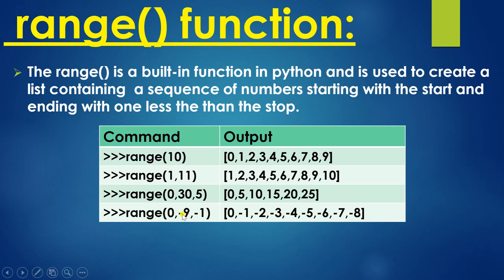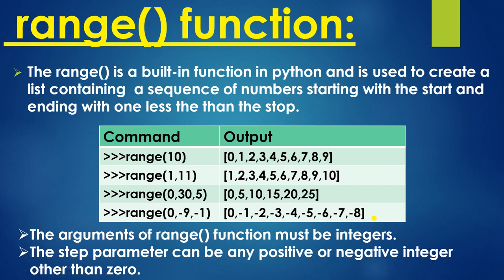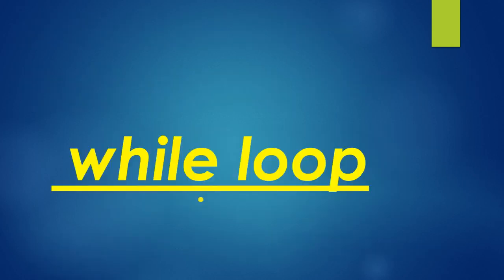Next is 0 to minus 9 and minus 1. Here this minus 1 is step value. So here 0, minus 1, minus 2, minus 3, minus 4, minus 5, okay, till minus 8. Okay, these values will come. So the argument of range function must be integer. Okay, these are the arguments inside this function. Whatever the values are there are called arguments. The step parameter can be any positive or negative integer other than 0. The step value means the third one. This third one is the step value, so it can be a positive value or a negative value, but it cannot be 0.